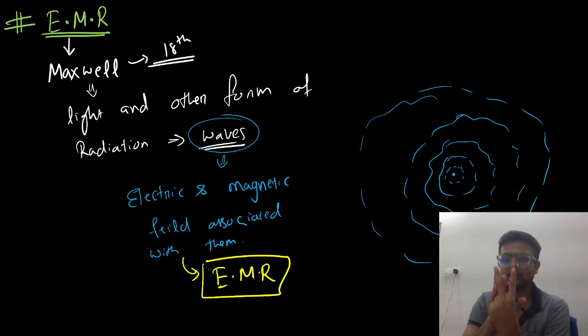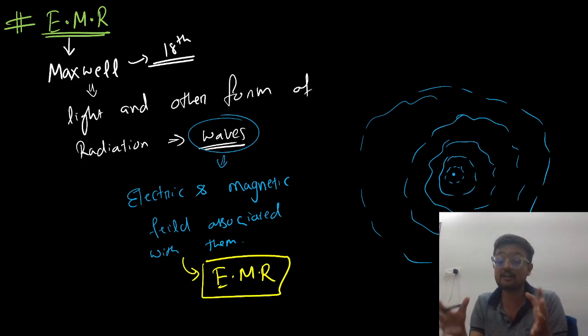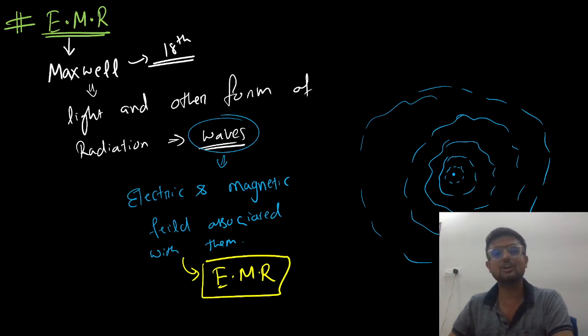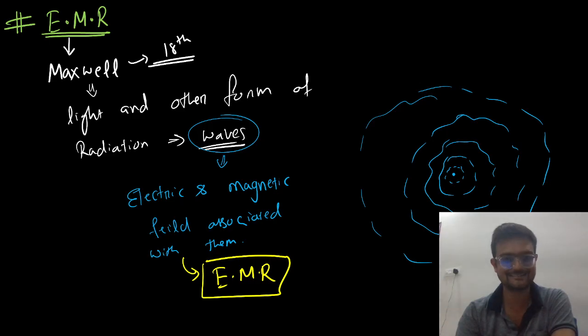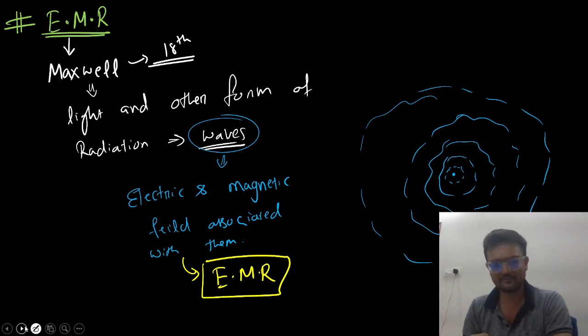If these two components are associated with one single wave, those types of waves are called electromagnetic waves or electromagnetic radiation. I hope this point makes sense, right? Now, I hope you have learned something about waves also. You know the basic thing about waves. Now, let's talk about the wave in brief.